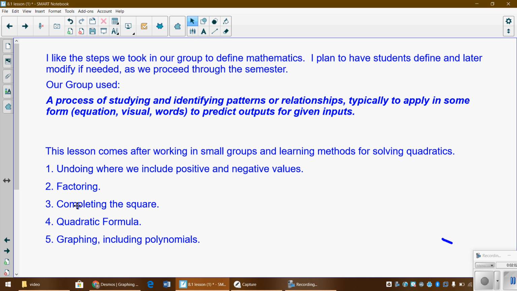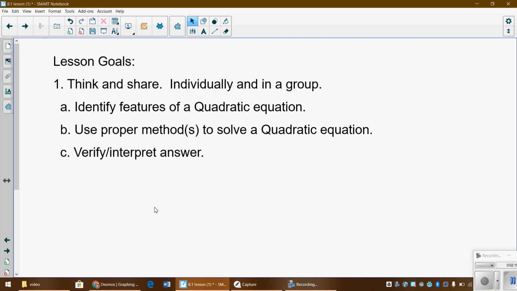We've done factoring, completing the square, from completing the square, the quadratic formula, and we've looked at graphs for a variety of polynomials, but really just to get a visual of it. So the class, this will be on the board. This is our goals, and this is pretty much the goal I have for every lesson. My goal is that they think and be able to share their thinking.